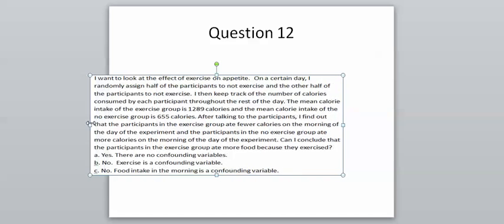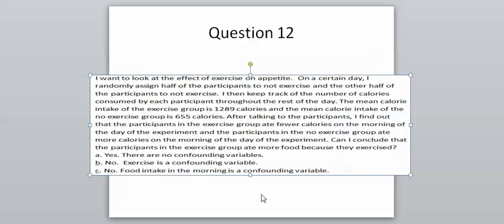This is the same scenario over again. And since it's a confounded experiment, we can't conclude that the participants ate more food because of the exercise. We can't conclude that the exercise is what had an effect on the appetite, because it could just be that the people in the exercise group ate more because they didn't have as much food that morning. So we can't make that conclusion because the experiment is confounded by the food intake in the morning.